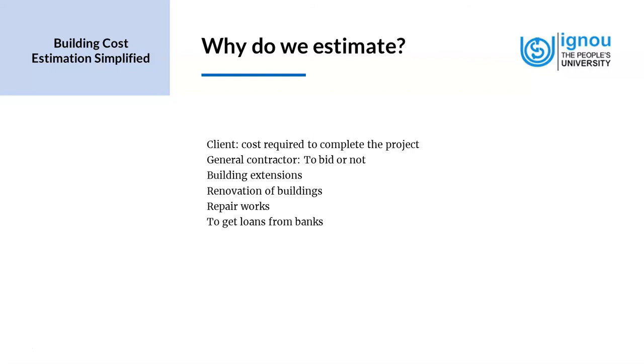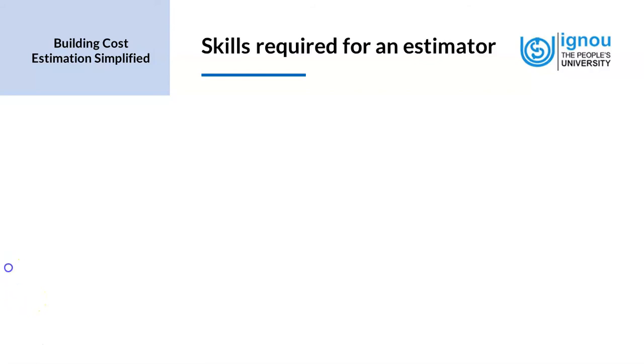Another important factor, the reason why we estimate is to get loans from banks. Not just banks, any money lending agency would need an estimate beforehand, before sanctioning any loans. So basically, we try to understand whether we have the cost capability to complete the project based on the plans and specifications that are given. Usually direct costs can be found out fairly accurately, and to this indirect costs, contingencies and profits are added.